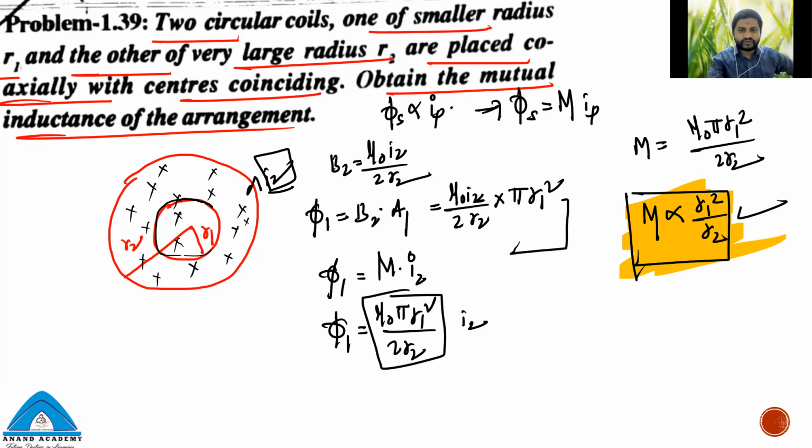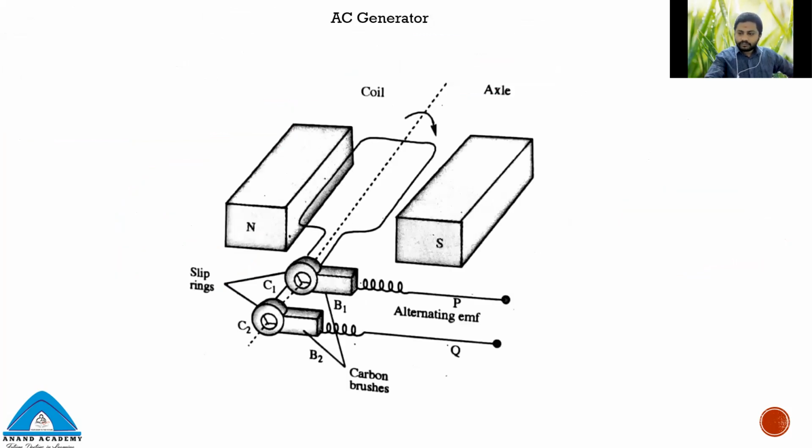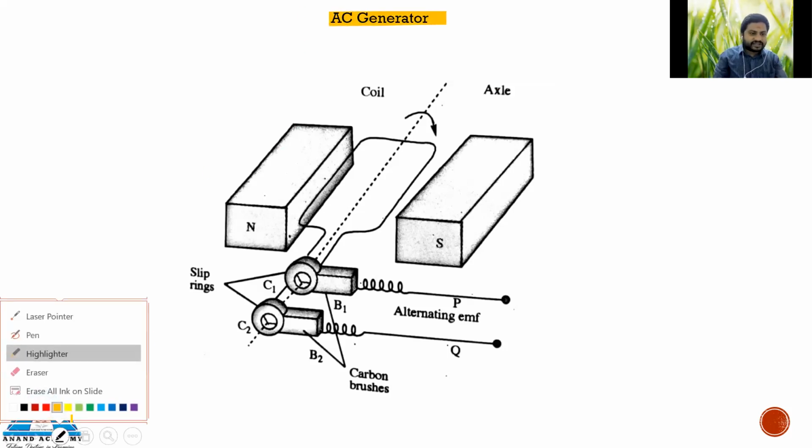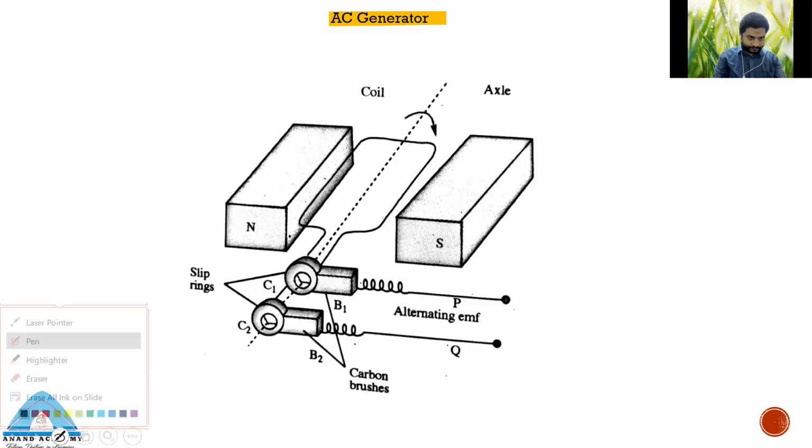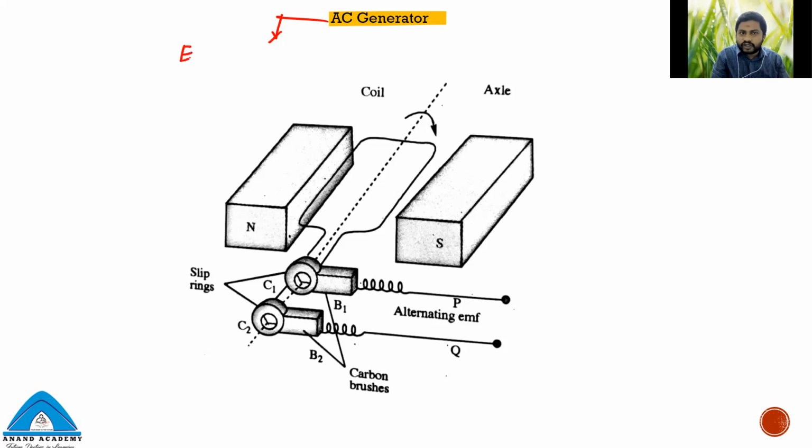Now we'll move to the next. And the last concept of this electromagnetic induction is the AC generator. So what is this AC generator? It works on the phenomenon of electromagnetic induction.